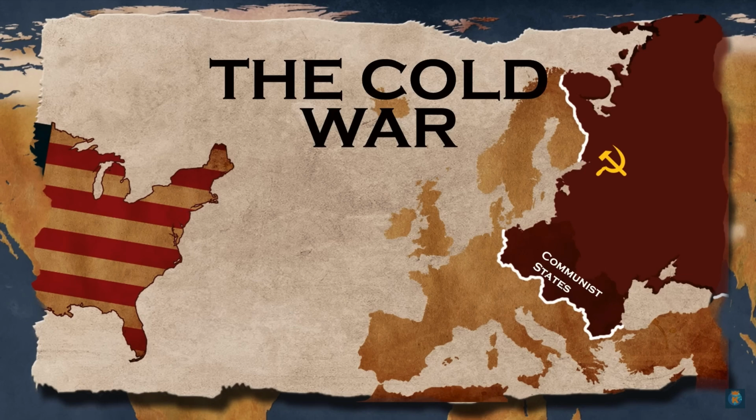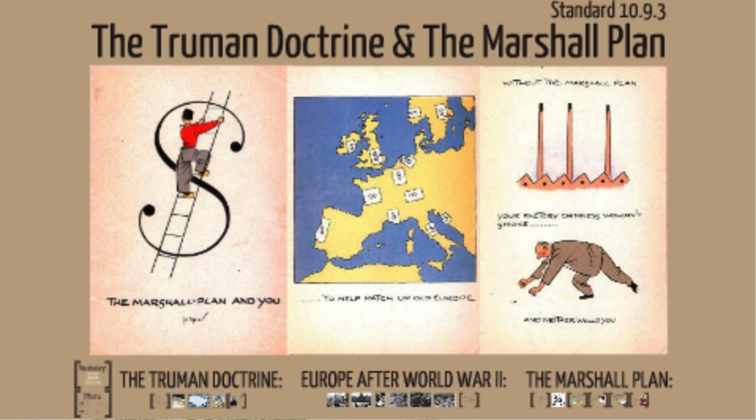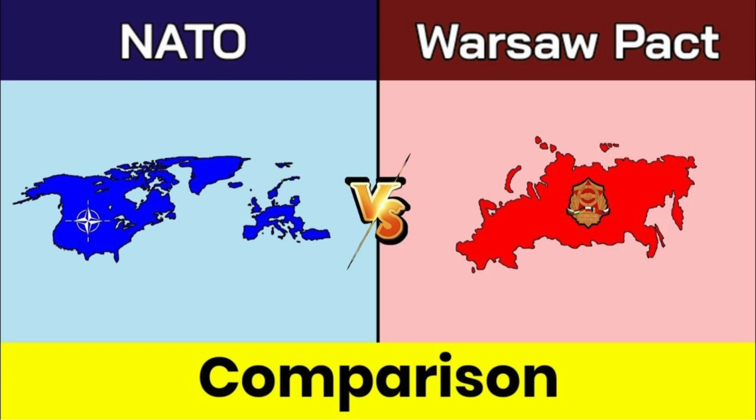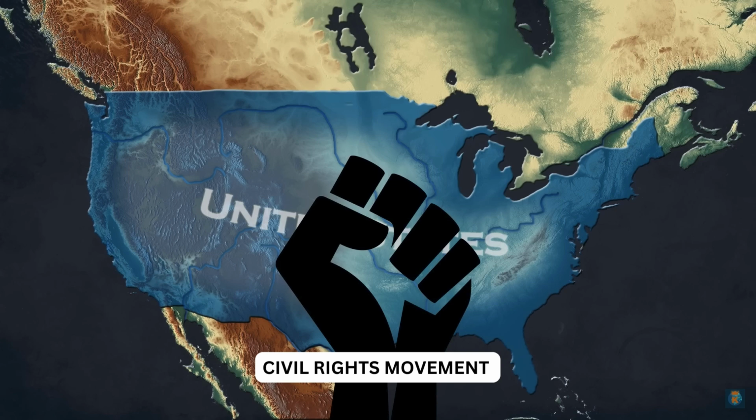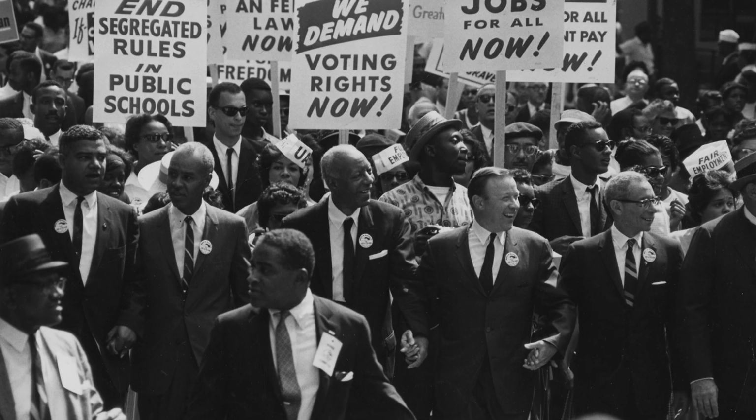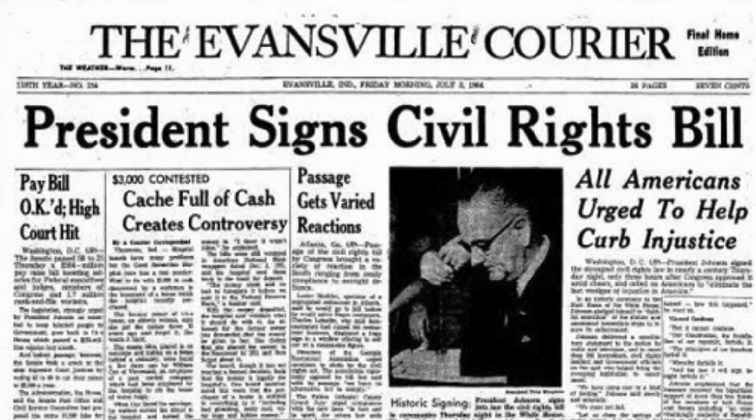The Truman Doctrine, the Marshall Plan, and the formation of NATO were key elements of US policy aimed at containing the spread of communism. The civil rights movement of the 1950s and 1960s sought to end racial segregation and discrimination, leading to landmark legislation such as the Civil Rights Act of 1964 and the Voting Rights Act of 1965.